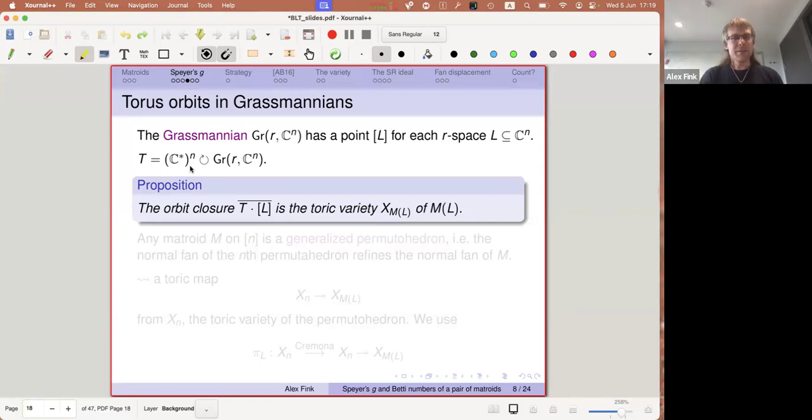I'm working over the complex numbers here, so the torus C star to the n acts on C to the n just by scaling coordinates. So it acts on the set of subspaces of C to the n, which the Grassmannian is the parameter space for. So I get this torus action. I can take the orbit of my representation, take its closure. The closure of a torus orbit is a toric variety, and it turns out it is the toric variety of the matroid associated with the matroid polytope.